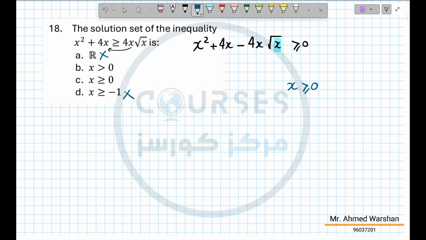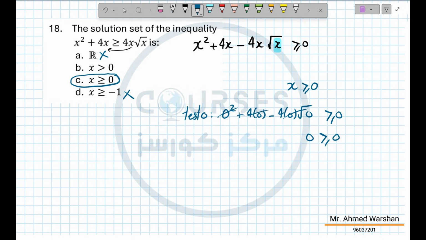Maybe 0 wouldn't be an answer. So test 0. Plug in 0, it's going to be 0 squared plus 4 times 0 minus 4 times 0 square root of 0, which is supposed to be greater than or equal to 0. All of this cancels, so 0 is greater than or equal to 0. So 0 is accepted. So the answer is C.